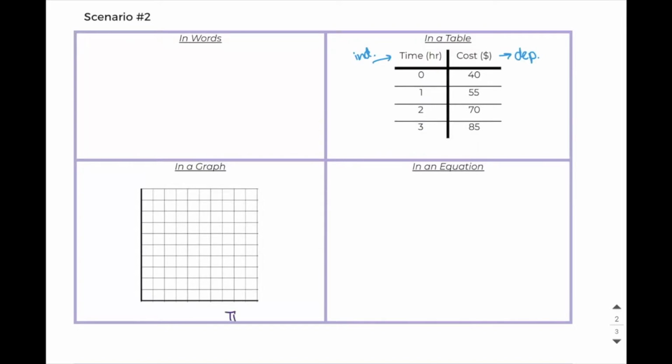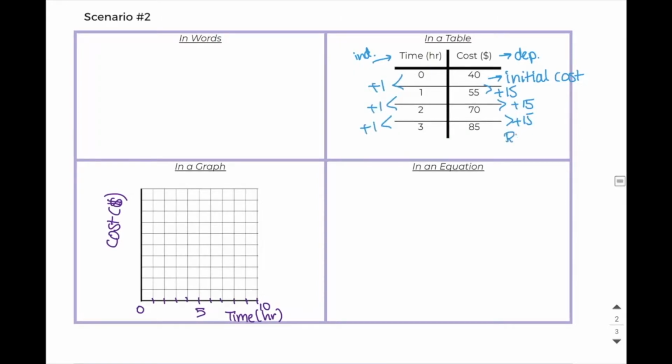So here I'm going to label time right here, and time is measured in hours. And here we're going to label our cost, and our cost is measured in dollars, and we're going to start at 0, and I'm just going to go up by ones, 1, 2, 3, 4, 5, because my chart is going up by ones here. And then here we know that our initial cost right here, our initial value is going to be $40, and we see here that it's going up by 15 every single time. The time goes up by 1 hour, right? So we've got our rise over here. We've got our run over here, okay?